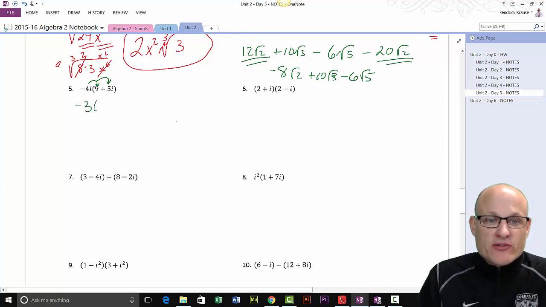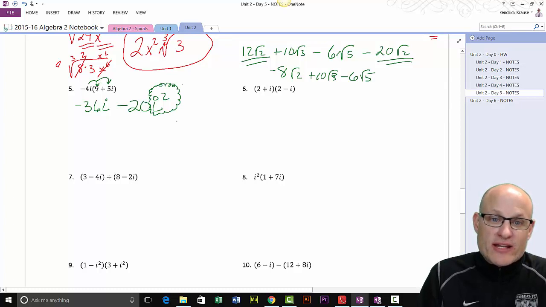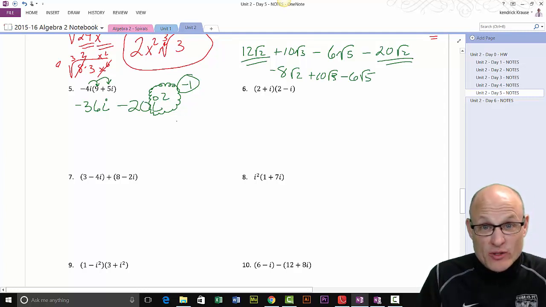Negative 36i minus 20i squared. Now, I want you to get in a real good habit of going, oh, i squared, i squared, i squared. I know that's negative 1, really. So negative 20 times negative 1 is positive 20.